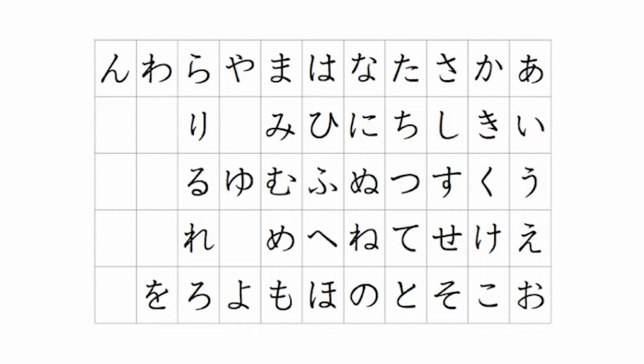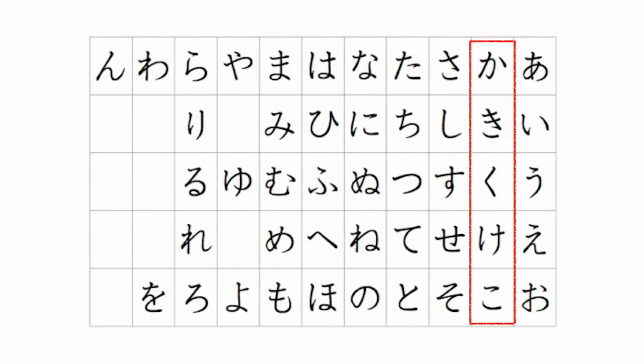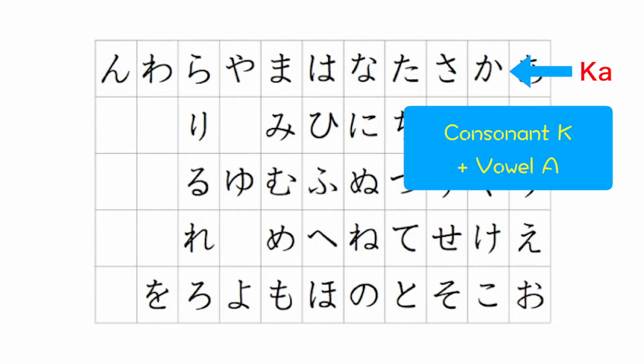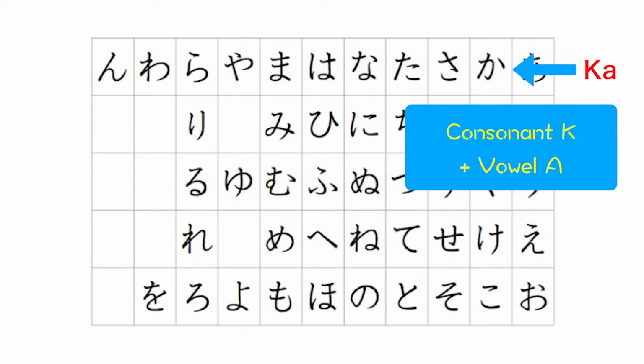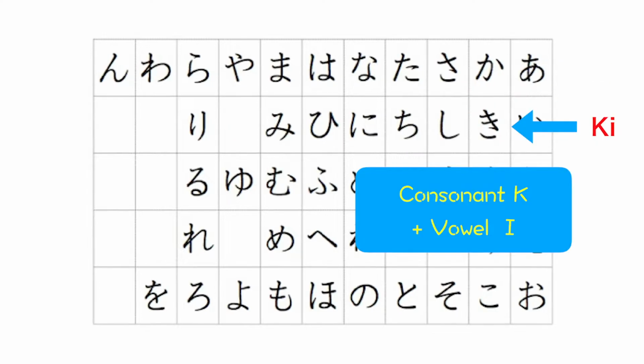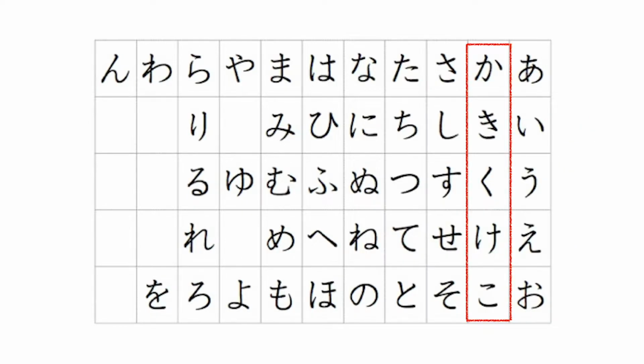First, let's have a look at the Hiragana table. We are going to learn the 5 letters. The letter's consonant is K sound, and you add the 5 vowels a, i, u, e, o after K. For example, the first letter is Ka, so the sound is ka. The second one is Ki, so the sound is ki. Ka, ki, ku, ke, ko.